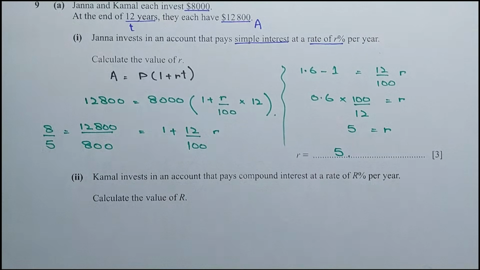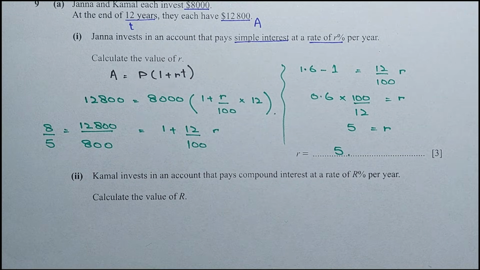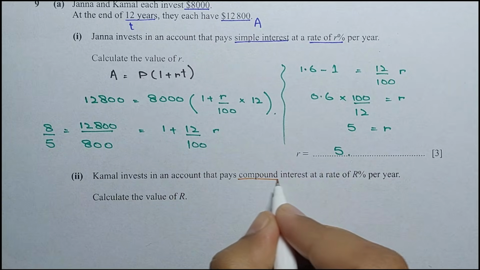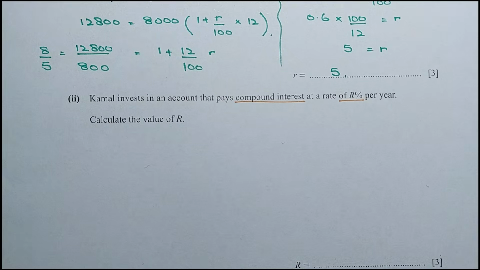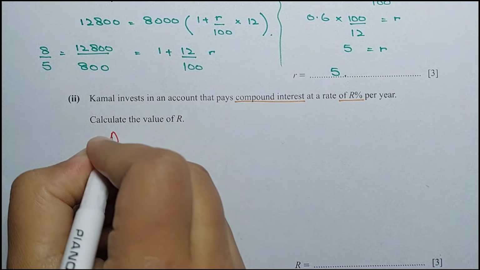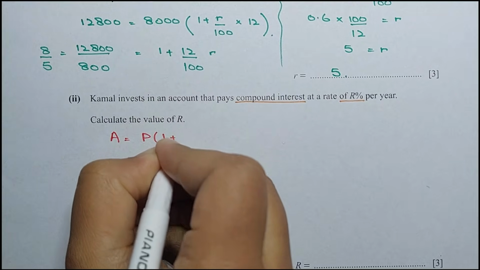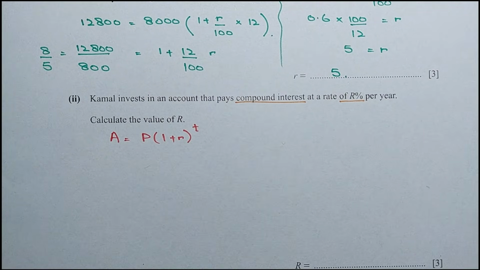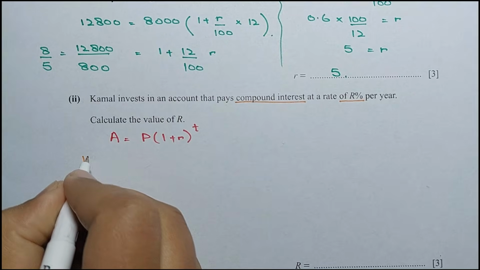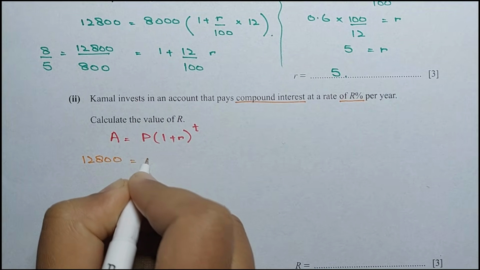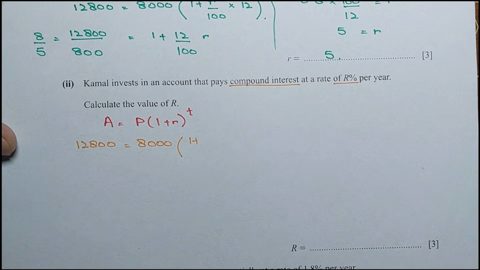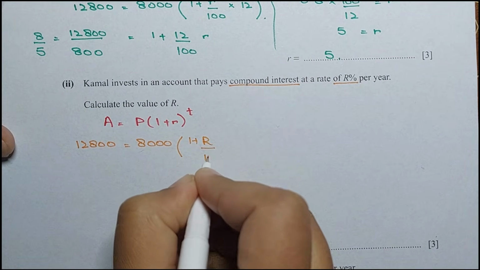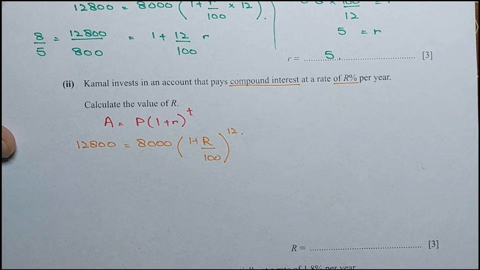All right. Now for the second part, Kamal invests in an account that pays compound interest at a rate of R% per year. Calculate the value of R. So let's use the formula for the compound interest. Compound interest has a formula which is A equals to P into 1 plus R to the power T. So amount is same, 12,800. Investment is same, 8,000. 1 plus interest rate over here is capital R over 100. And the number of years is 12, right?